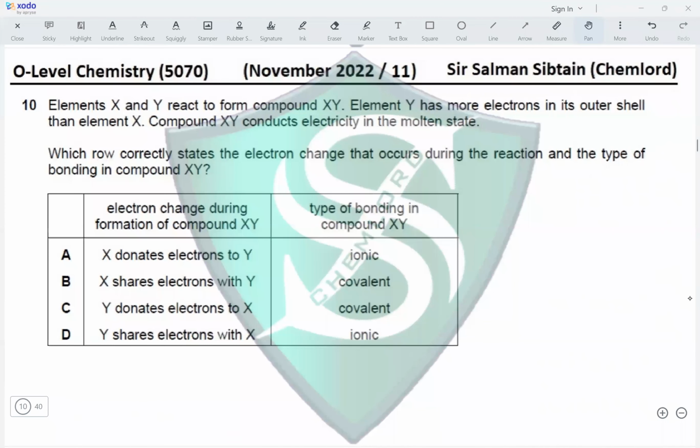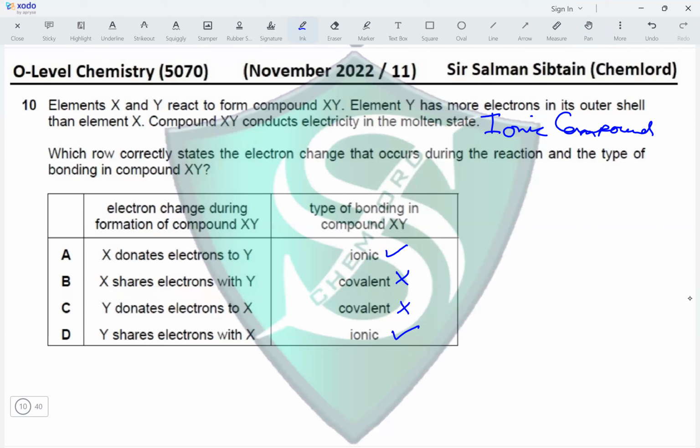Question 10. Elements X and Y react to form compound XY. Element Y has more electrons in its outer shell than element X. Compound XY conducts electricity in the molten state. That means the compound XY is an ionic compound. Which row correctly states the electron change that occurs during the reaction and the type of bonding in compound XY? So the type of bonding is ionic. So already options A and D are selected and B and C have been eliminated.